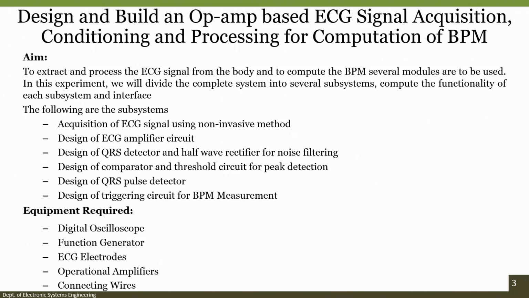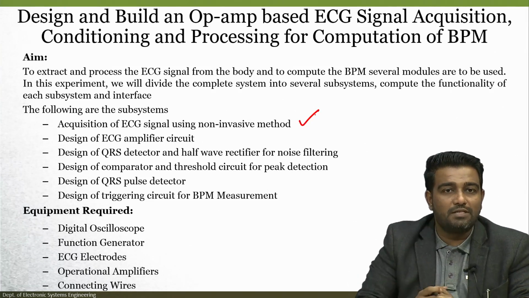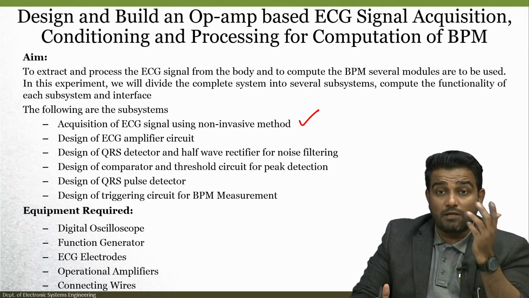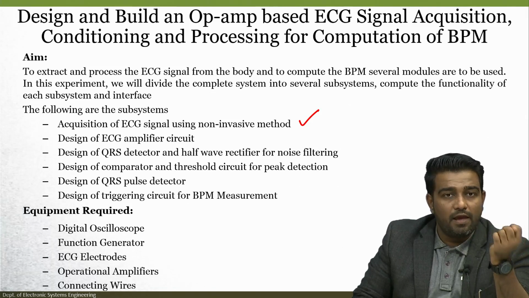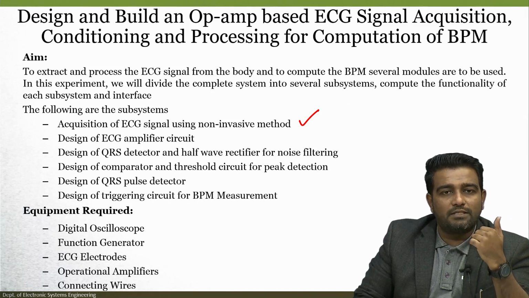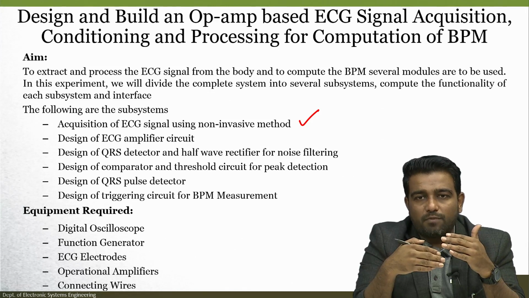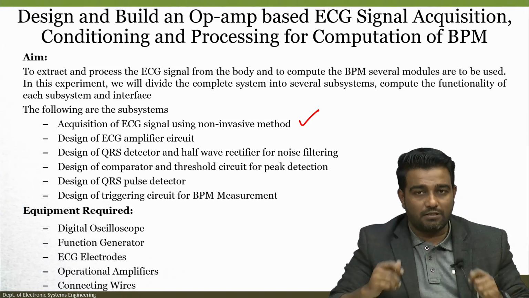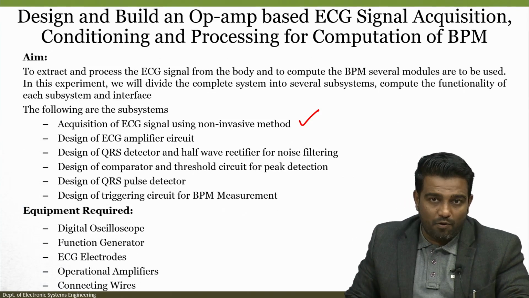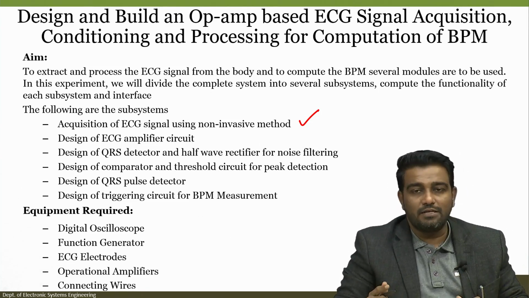The first one is the acquisition of ECG signals using a non-invasive method, right. This is the first one that we will see. The second system is how to design an ECG amplifier circuit. The third system is the design of the QRS and half wave rectifier for noise filtering, and then how to design a comparator and threshold circuit for peak detection, followed by the QRS pulse detector, followed by a triggering circuit for BPM measurement. The equipment that we require to understand these ECG signals in the laboratory would be a digital oscilloscope, function generator, ECG electrodes and operational amplifiers as well as connecting wires, right.